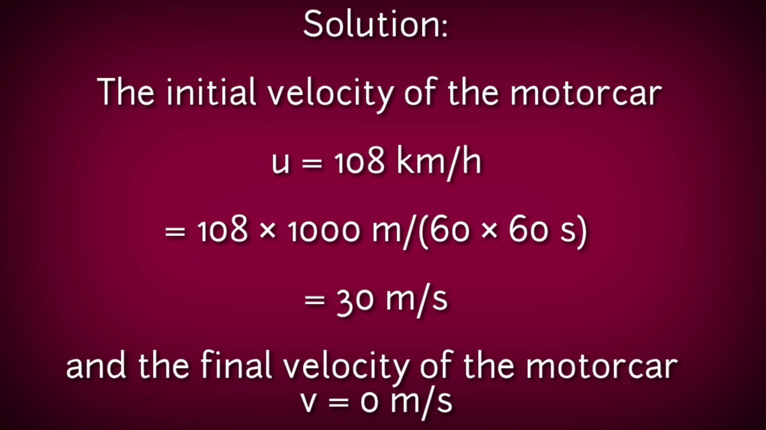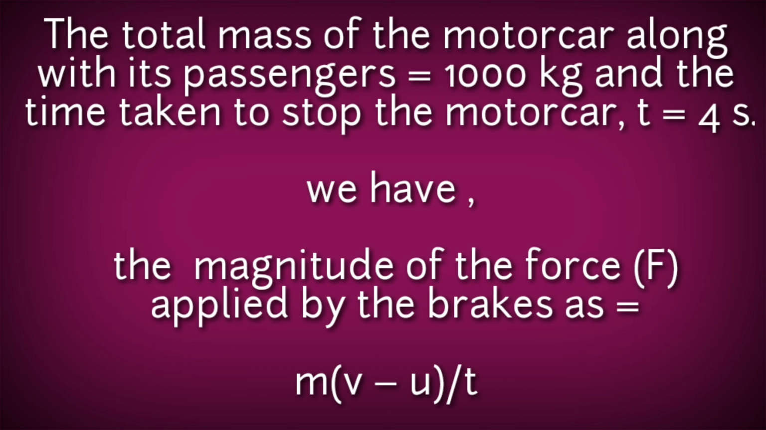Now what is given? Time is given, which is 4 seconds. Again, you must understand that when the brakes are applied on the motor car, what should be the final velocity? It should be 0 since the vehicle is being stopped. So the final velocity is 0 meter per second. And what is the mass? The mass is 1000 kg.